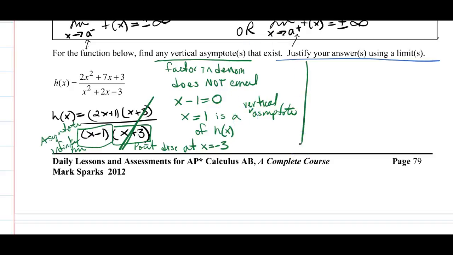That's great, but that is not sufficient because they also asked me to justify my answer using limits, and this does not justify using limits. I don't even have a limit here. To justify this answer using a limit, I need to first set up what that limit will be. If I haven't written a limit, I haven't justified it using a limit. I've determined my vertical asymptote. My infinite limit is going to be at x minus 1, where x minus 1 equals 0, so my vertical asymptote's at x equals 1.